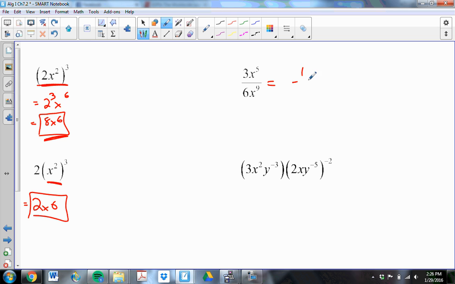3 over 6 becomes 1 over 2. I don't subtract these powers. I divide them. I'm doing the fraction 3/6. And x to the 5th over x to the 9th becomes x to the 4th on the bottom. So it's 1 over 2x to the 4th.